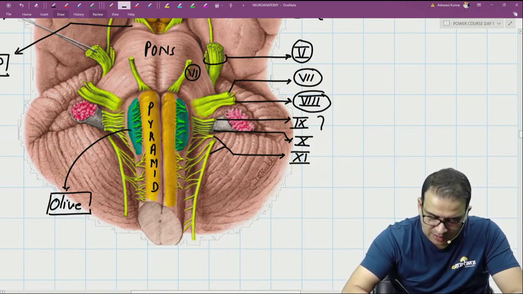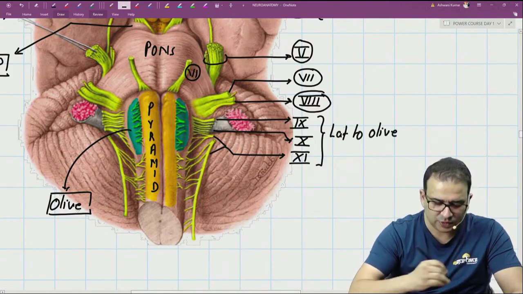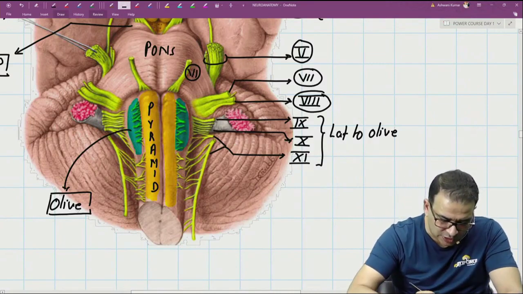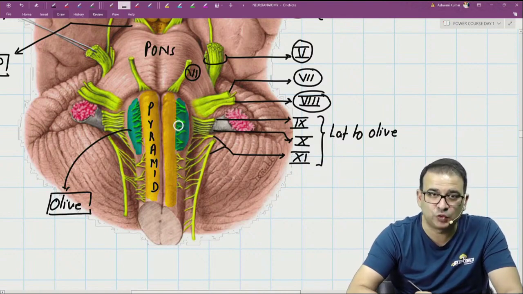So 9, 10, and 11, these three nerves are emerging lateral to the olive, that is the 9th, 10th, and 11th. And the only nerve which comes out between the pyramid and olive are the rootlets of the hypoglossal nerve, the 12th nerve.